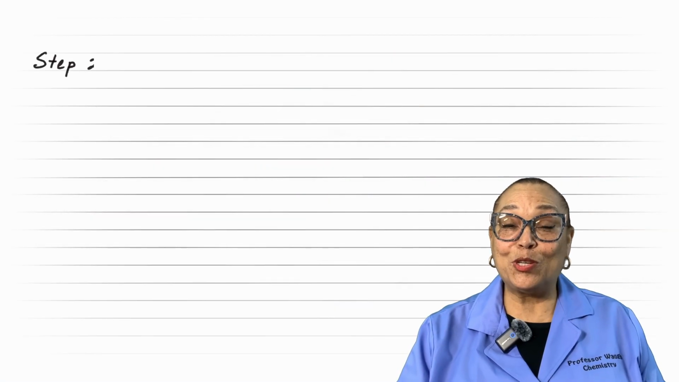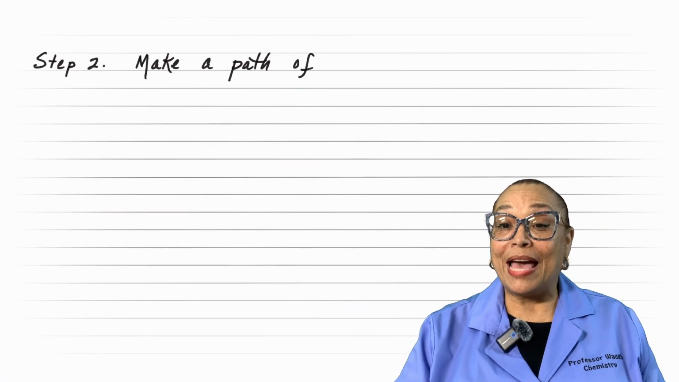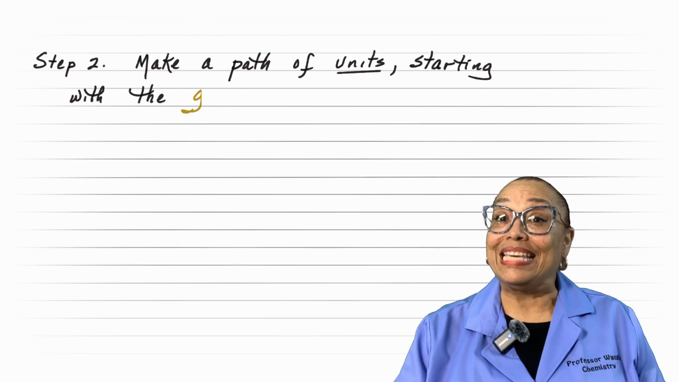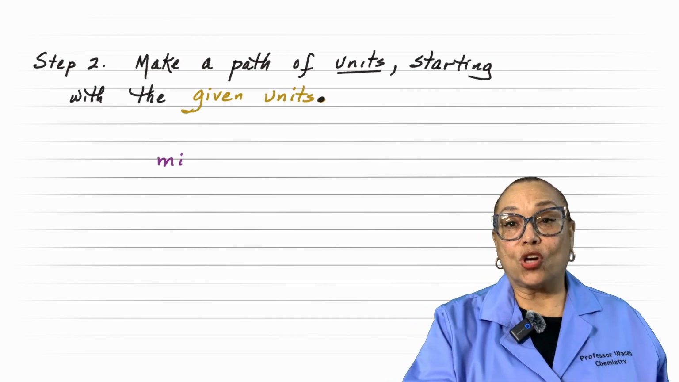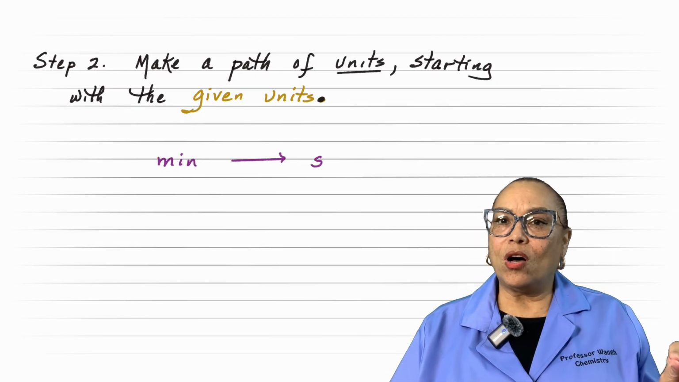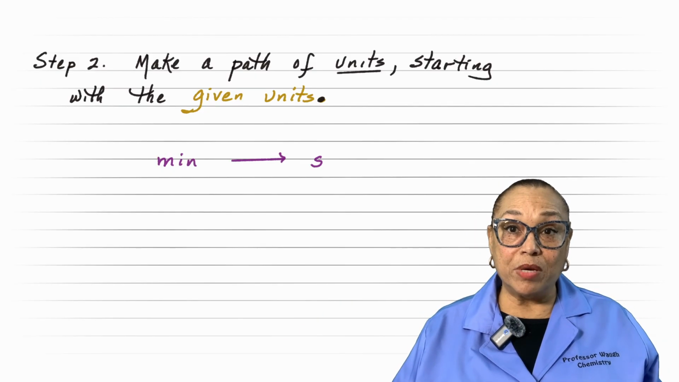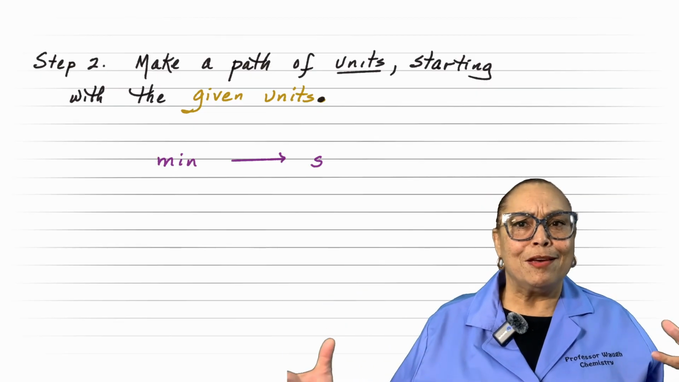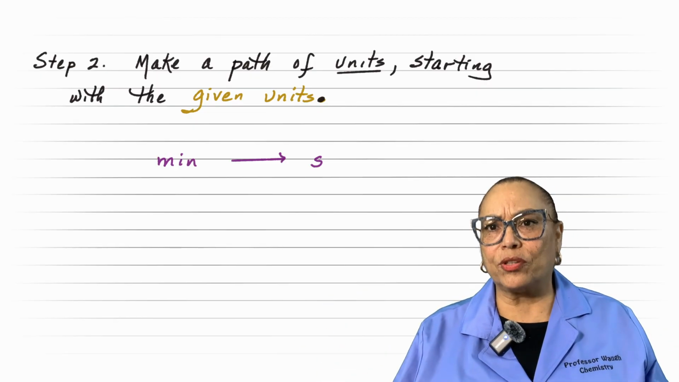Okay, step 2. Let's make a path of units starting with the given units. So we're going to start with minutes and we're going to go to seconds. And I often say this path is the most important thing because it's like figuring out the puzzle for dimensional analysis.